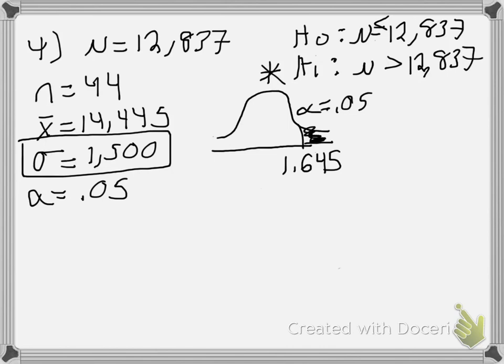All right, so then you have to find your actual z-score. So what is the z-score? Some of you are still doing this backwards. Observed minus expected. Observed is the 14,445.